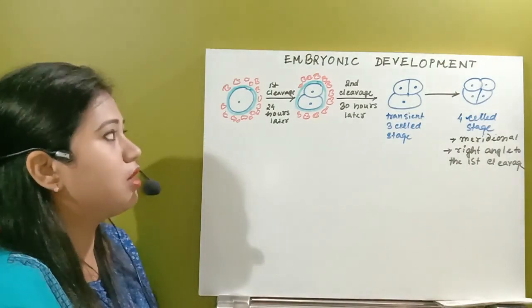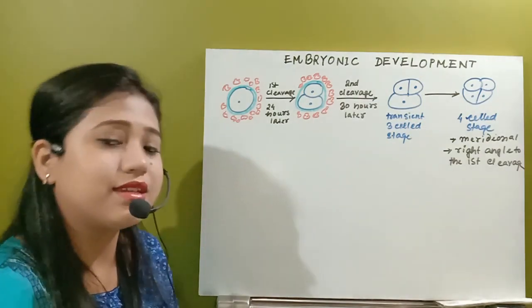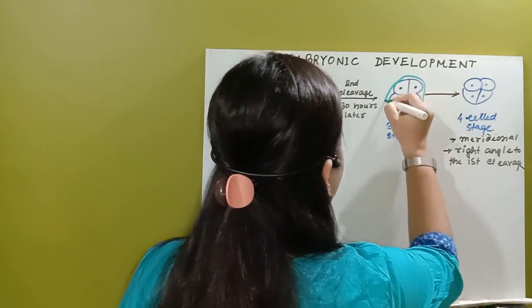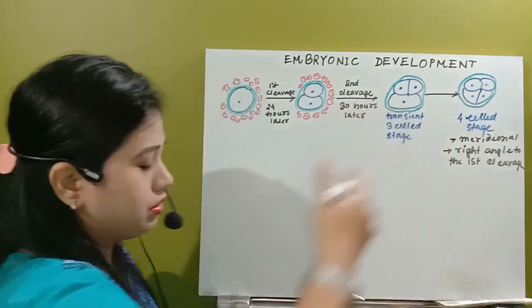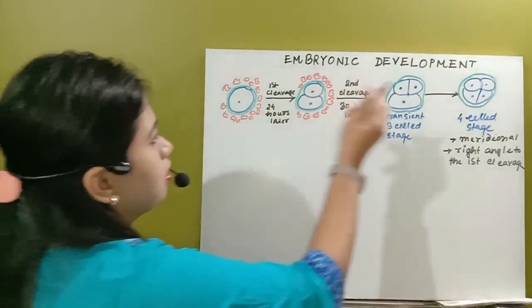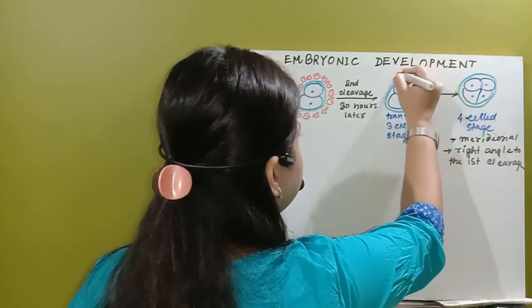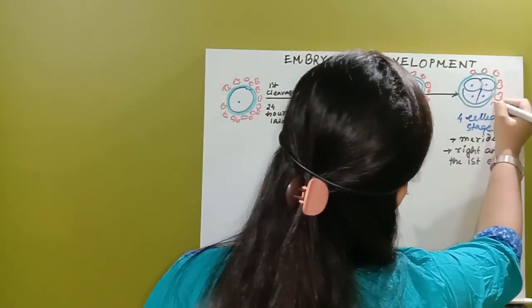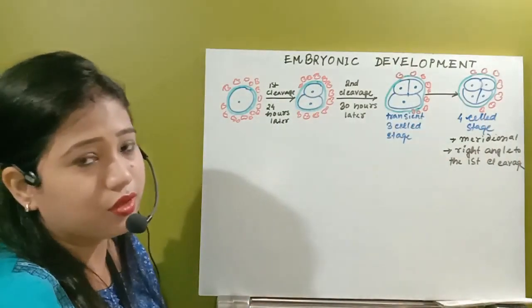Now here you can see already the zona pellucida and the corona radiata cells are still intact. So here also you will get the same zona pellucida, and just outside the zona pellucida, you will still have the cells of corona radiata. So corona radiata cells are still present like this. Till now the corona radiata cells are not separated, they are still present. After that you can see that third cleavage will occur.